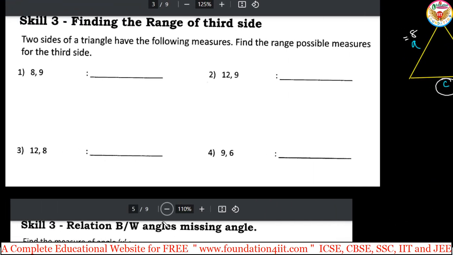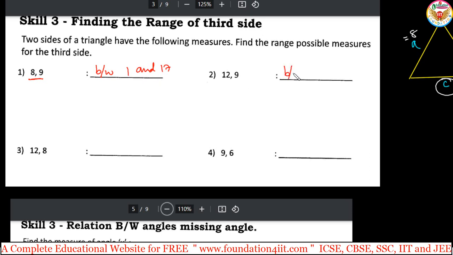Okay, same way. For the third side, you should first add both: 8 plus 9 is 17. Then the difference between them, 9 minus 8, is 1. So the possible third side is between 1 and 17. 1 and 17 should not be counted, only between 1 and 17. You can write between 1 to 17 or 1 and 17. That's the range. Same logic you apply for everything.